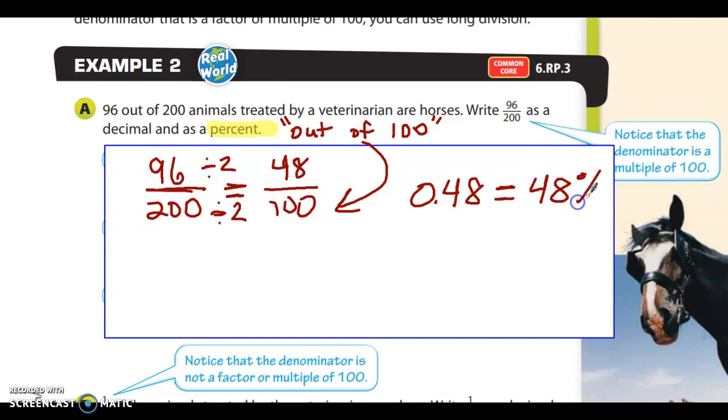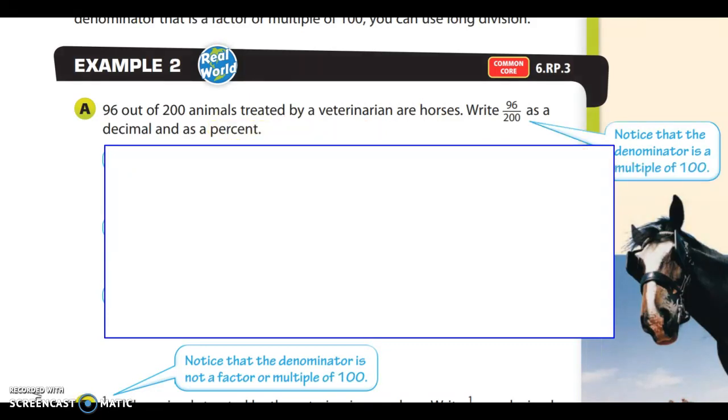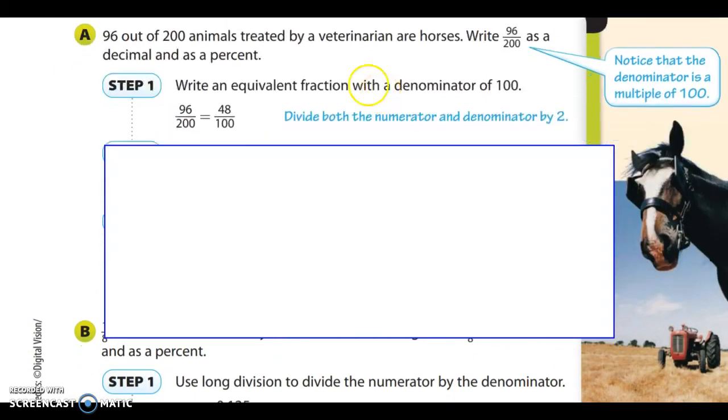The question asks for two things. It asks for the decimal, and it asks for the percent. So the answer is 48 hundredths and 48%. That's how we do that. If you think, wow, that was pretty easy, the reason why that was easy is because our denominator here was a multiple of 100. I use the word compatible. If the denominator is compatible with 100, it's pretty simple.